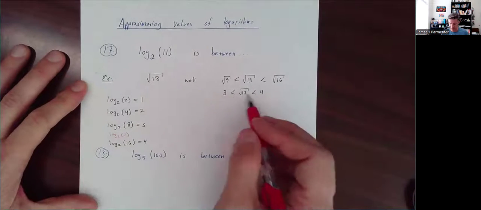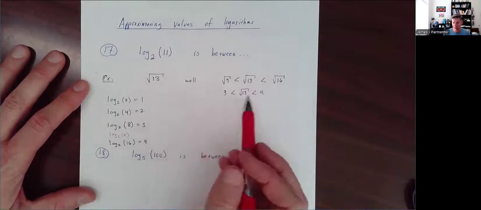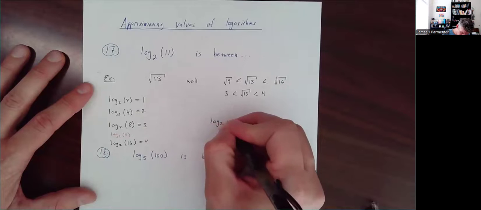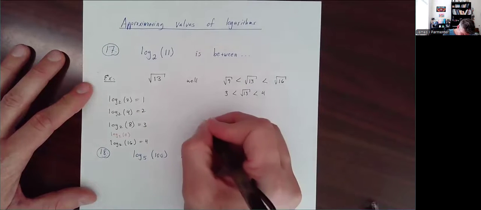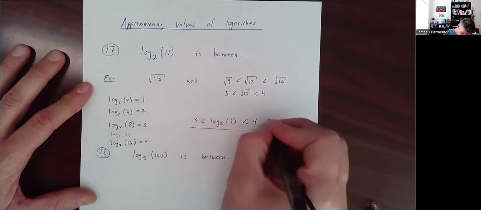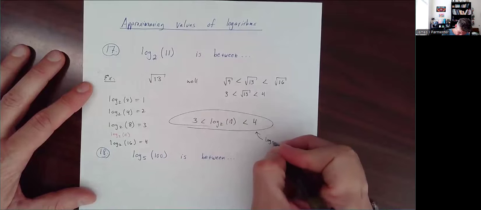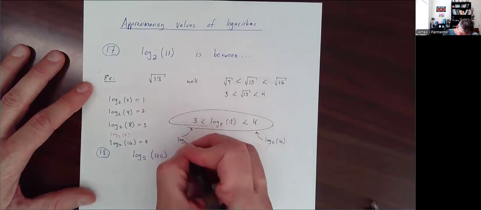So I kind of came up with this on the fly. It's coincidental that they both happen to be between the same two integers, but it's true that log base 2 of 11 is less than 4 and bigger than 3. Because 4, again, is the log base 2 of a bigger number, and 3 is the log base 2 of a smaller number.